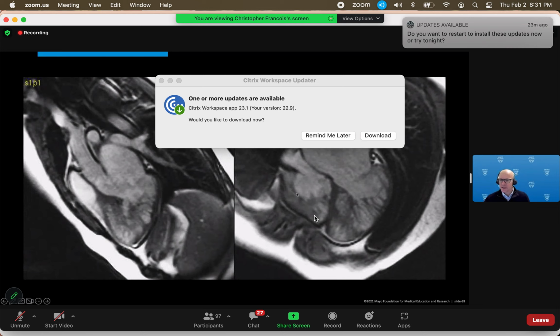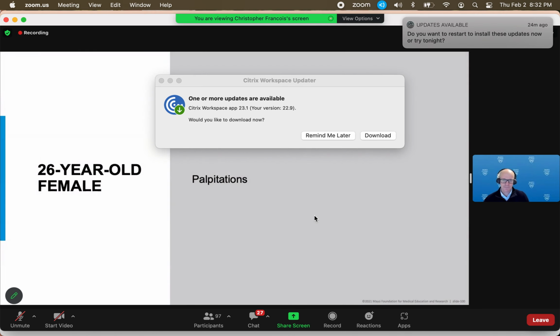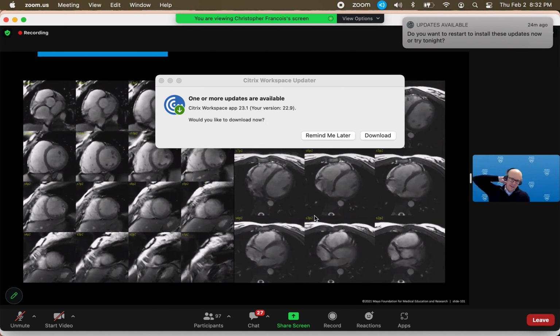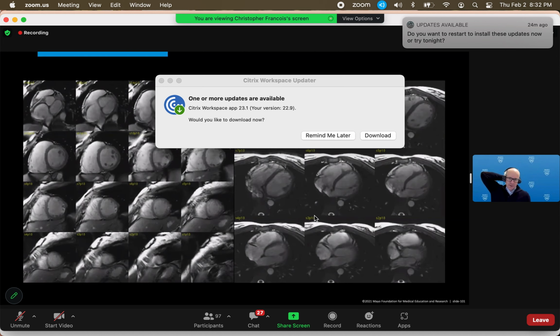Thanks. This is another cardiomyopathy. We see increased trabeculation of both the left and right ventricles. This is left ventricular non-compaction. And then this is a 26-year-old competitive swimmer that presented with palpitations.